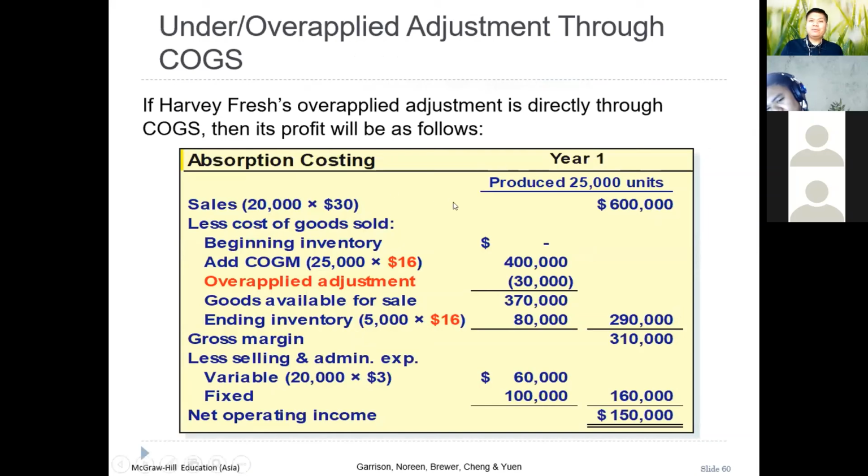Okay, if the adjustment is made to the cost of goods sold, this is how it will appear. So 400,000 less over-applied, then you have the goods available for sale. Okay? Next.